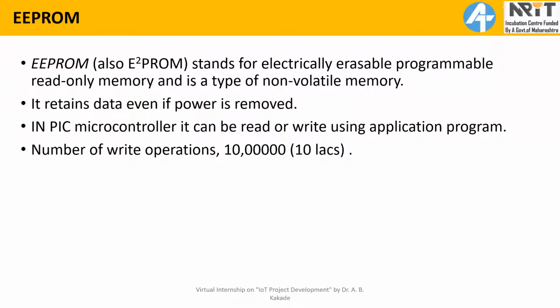Some properties of this on-chip EEPROM memory. This stands for electrically erasable programmable read-only memory, and it is a type of non-volatile memory. So once you write the data, it will be retained even though power goes off, unless and until you modify this data with the help of a software program. Same values will be kept. So it retains data even if power is removed. In a PIC microcontroller, it can be read or written using an application program.